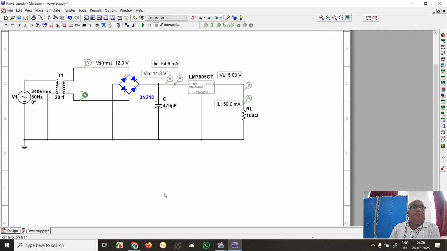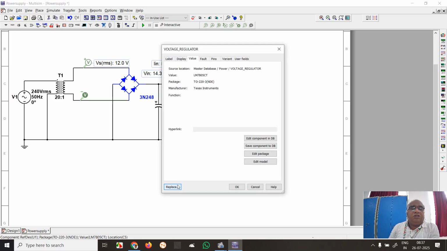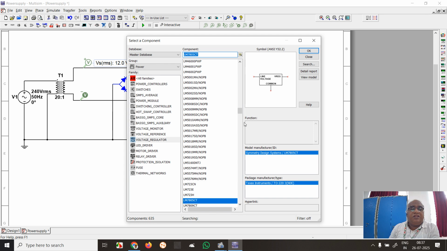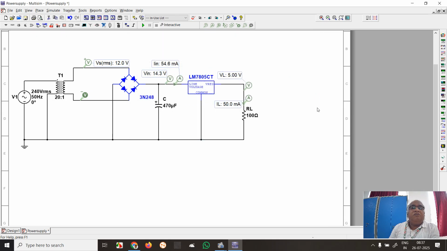Coming to this capacitor, 470 microfarads, and this is the actual voltage regulator IC, LM7805. You can double click that and you can find different things: LM7805, 7809, 7812, 7815, 7818, 7824. Here my intention is I need a 5 volts output. That's why it's LM7805.